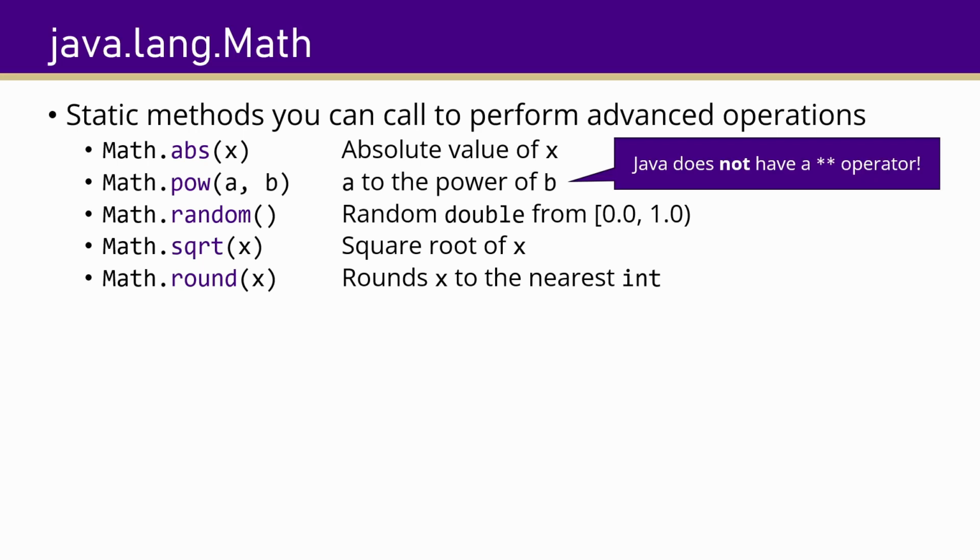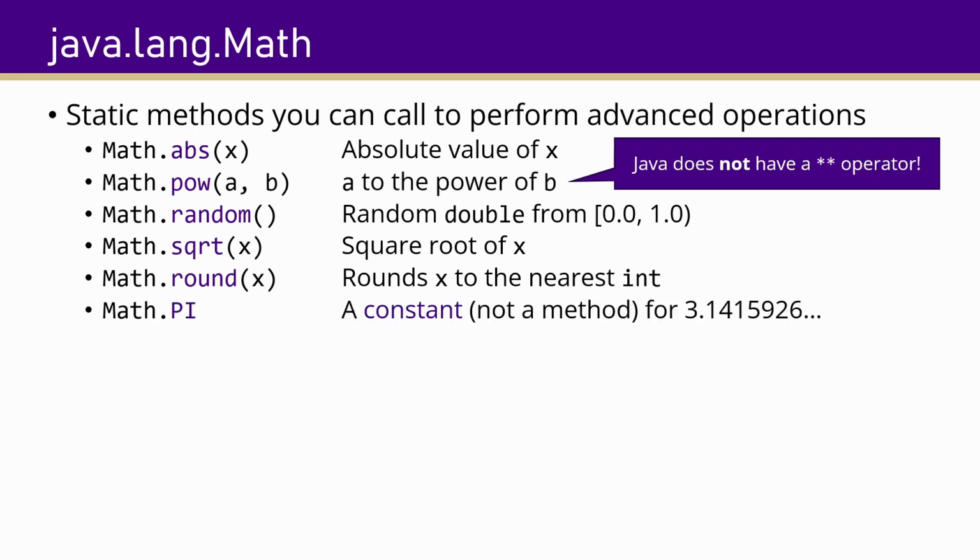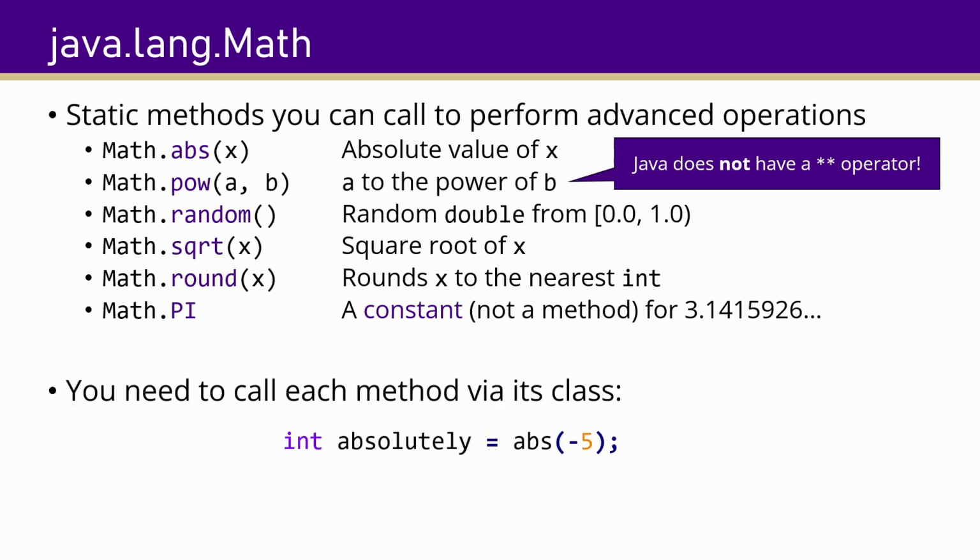to round decimal numbers to integers, and then Math.PI, which isn't a method, so you don't call it, but it is a constant, which is like a variable, but the value can't change. You can use Math.PI in expressions to help you compute things like the area of a circle. So here's something to remember. You need to call each method using its class name. So something like this, where I just call abs, doesn't work. You need to precede it with Math dot. So Math.abs in this example.